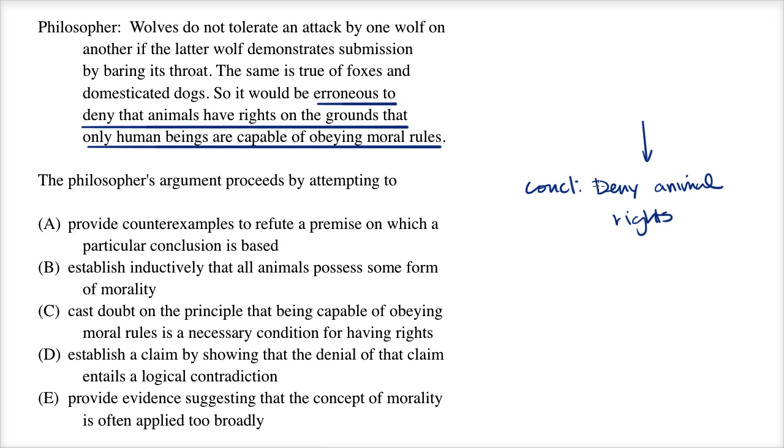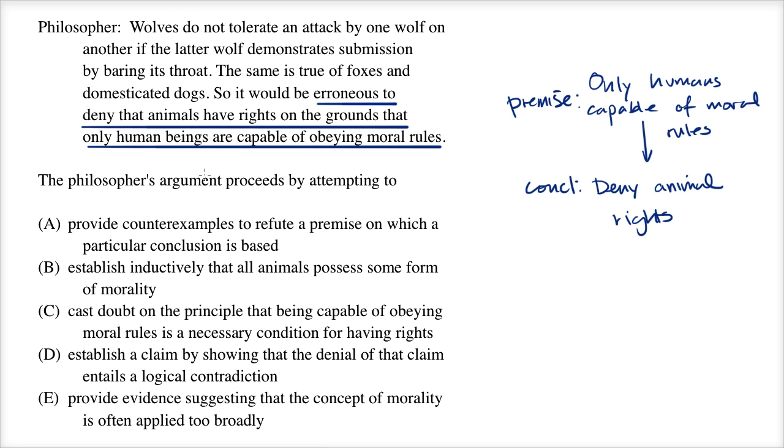So the premise, and this is the erroneous premise and conclusion according to this author, is that only humans are capable of moral rules. So I would call that the premise. And what the author seems to be doing here is like, hey, look, this premise is wrong. It's not the fact that only human beings are capable of moral rules. And he's giving examples: wolves, dogs, foxes. So let's look at the choices.